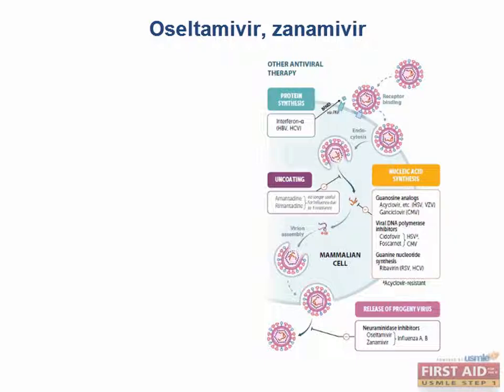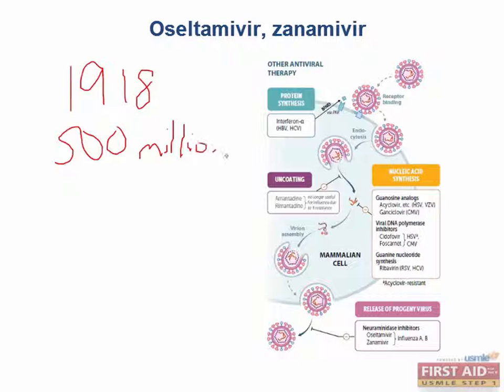Oseltamivir and Zanamivir are 2 drugs used to treat the influenza virus. The influenza virus is a highly contagious and potentially fatal virus. Depending on the strain, the virus can cause serious and widespread disease. In the flu pandemic of 1918, 500 million people were infected with the flu virus. Even more scary, almost 100 million died from the virus. That was 3 to 5% of the world's population at the time. This virus needs to be taken very seriously.